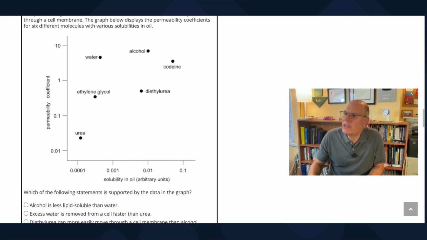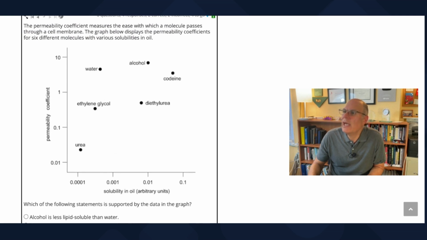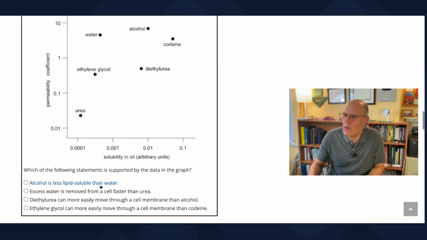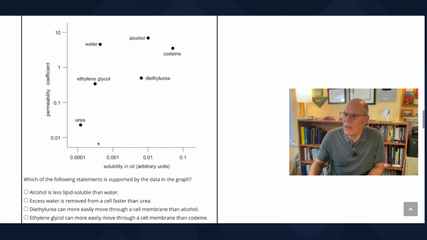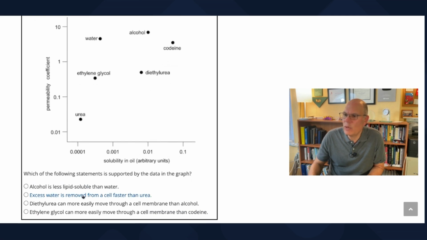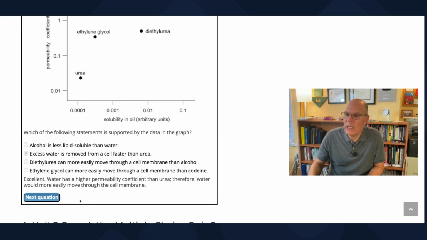Diethylurea has a lower permeability coefficient, and it also is a little bit less soluble in oil, so I think that's wrong. And ethylene glycol can more easily move through a cell membrane than codeine. No, codeine has a higher permeability coefficient than ethylene glycol. So I think I'm going to go with choice 2. Excellent. Water has a higher permeability coefficient than urea. Therefore, water would more easily move through the cell membrane.